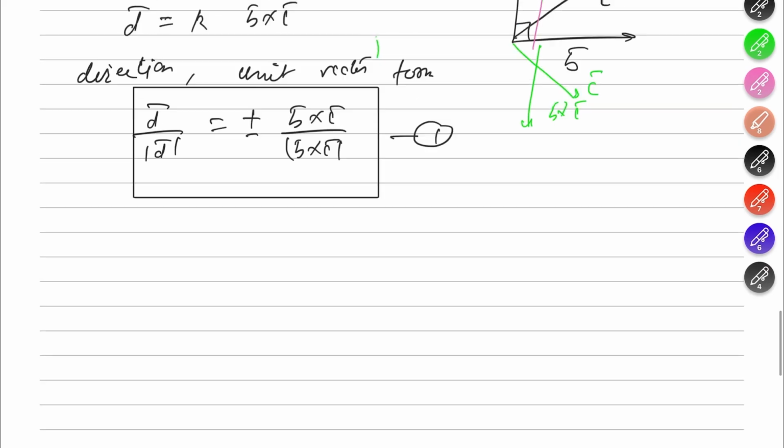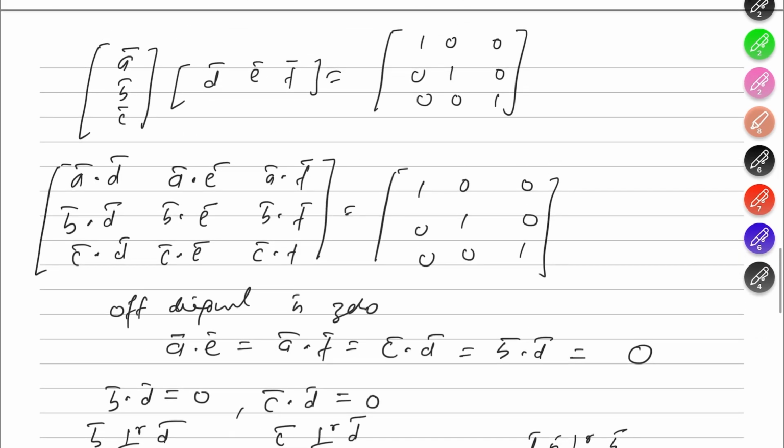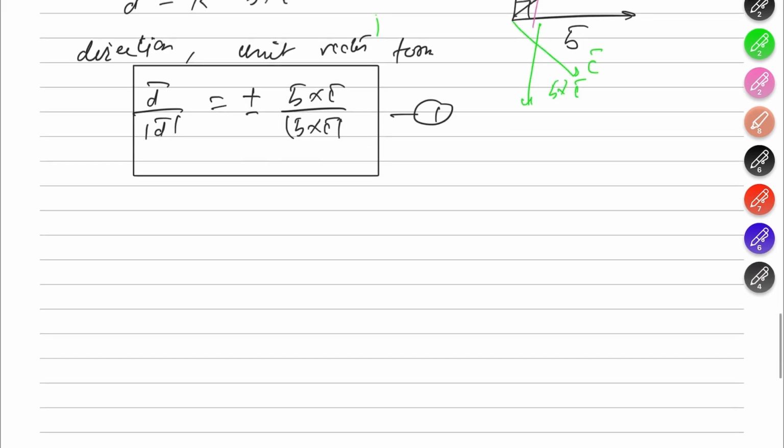And second, if we look at the other form, A dot D. We compare the diagonal elements: A dot D is 1, B dot E is 1, and C dot F is 1. So let's talk about A dot D. Clearly A dot D is equal to 1. What does it mean? If the angle between A and D is theta, I can write the magnitude of A times the magnitude of D times cos theta is equal to 1.